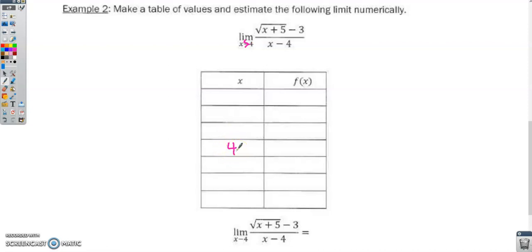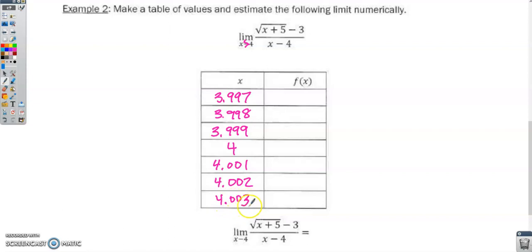And like I said, I like to use 0.001 as a delta. So I'm going to count down from 4 by 1/1000ths. I'm going to fill all these values in before I even turn to my calculator, which is how I'm going to create this table of values.